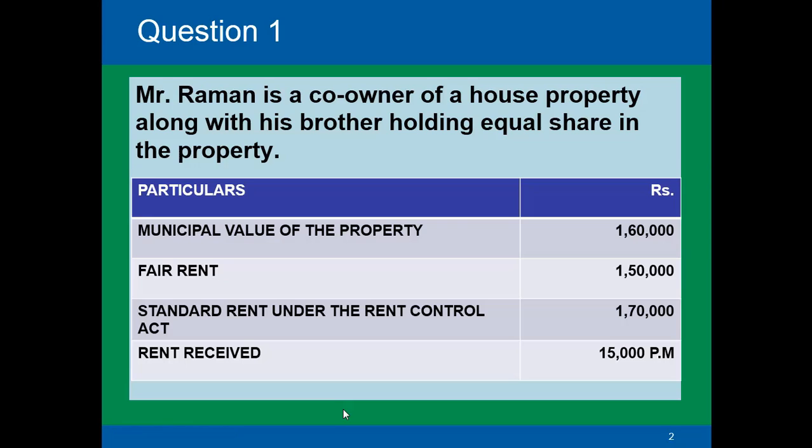Mr. Raman is a co-owner of a house property along with his brother, holding equal share in the property. Now there is certain information which has been given with respect to the house property. Municipal value of the property is rupees 1,60,000. Fair rent is rupees 1,50,000. Standard rent under the Rent Control Act is 1,70,000. Rent receipt 15,000 per month.